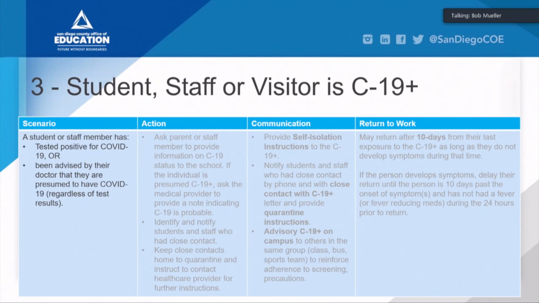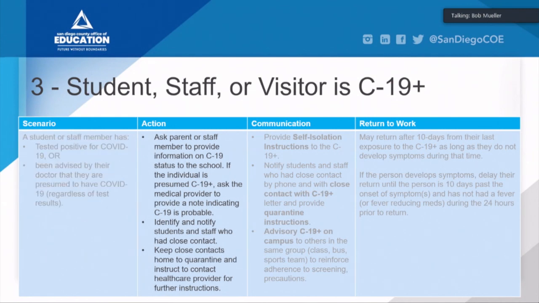The final scenario is a student or staff member or visitor on campus who themselves has COVID-19. So that person would have either tested positive or been advised by their doctor that they're presumed to have COVID-19 regardless of their test results.